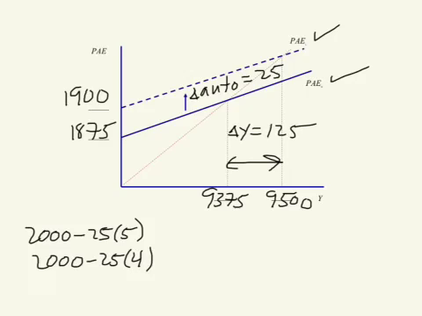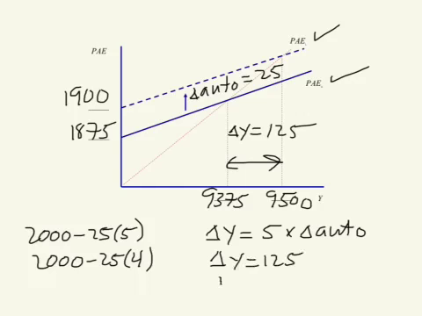And what you want to notice from class, remember, we said that a change in the equilibrium is going to be equal to the multiplier, which is 5 for this particular spending line, times the change in autonomous spending. And indeed, the change in output is 125, and 125 is in fact 5 times the change in autonomous spending, which is 25. So that works just fine.